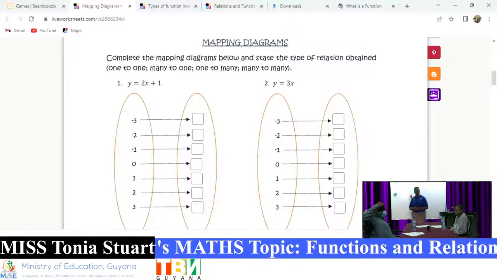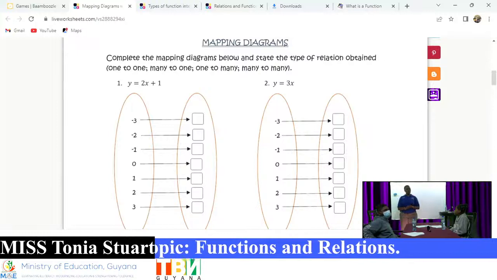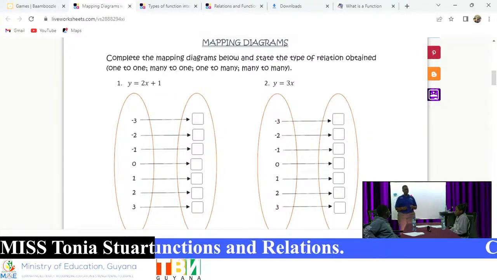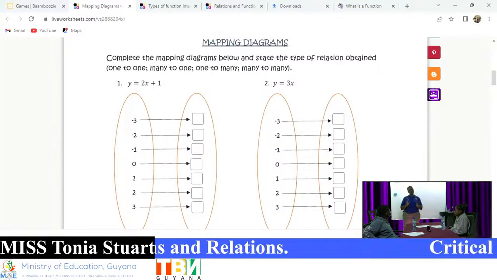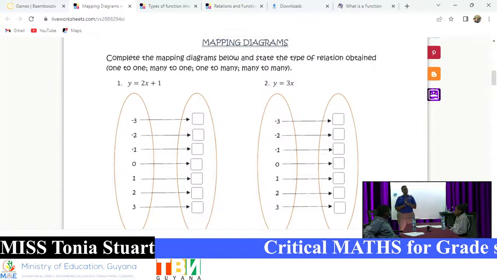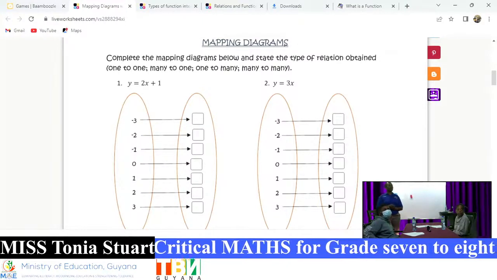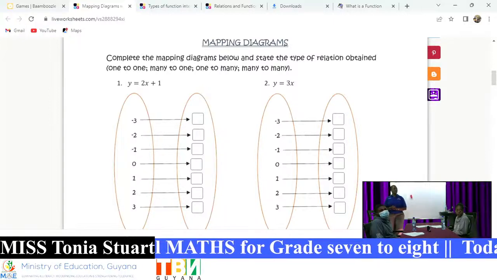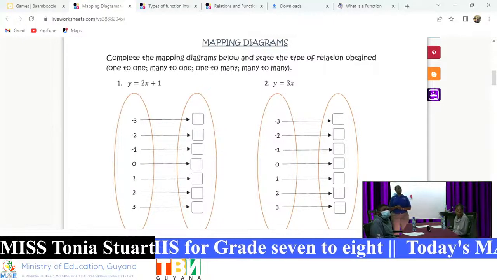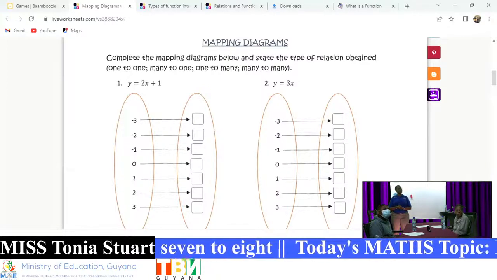So let's go here. Remember when we were doing mapping at the last class, and we would have done the diagram to show that all the elements in X can be related to Y by some function, right? So in this case, Aliyah, read the example. Complete the mapping diagrams below and state the type of relation obtained. One-to-one, many-to-one, one-to-many, and many-to-many.